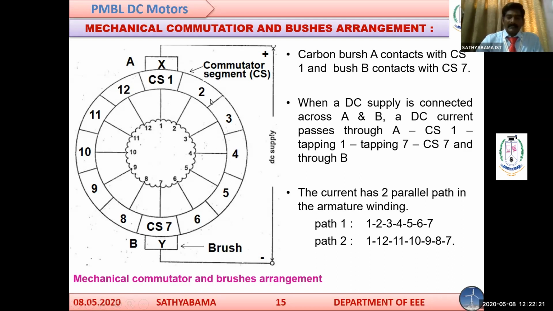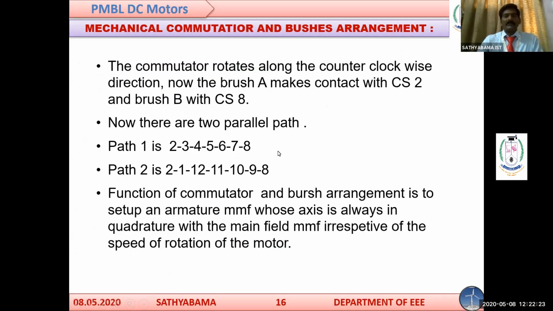Like this, at every position, commutation takes place. That is, the function of the commutator and brush arrangement is to set up an armature MMF whose axis is always in quadrature with the main field MMF, irrespective of the speed of the rotor of the motor.